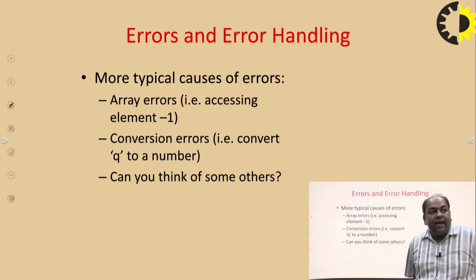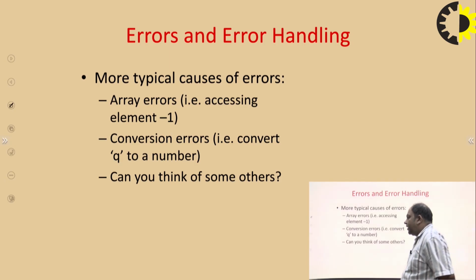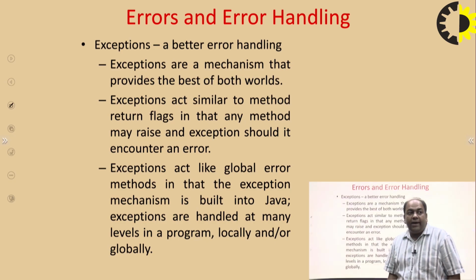Next are array errors, in which we access an element at position -1. Then conversion errors, in which we convert any data type into a number or a number into a character. We need to handle these types of errors, and for that we use exception handling, in which we call them exceptions, and these are the mechanisms which allow execution of a program even when those errors exist in your program.